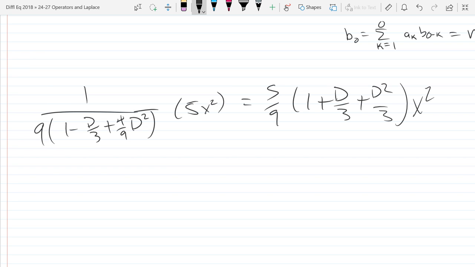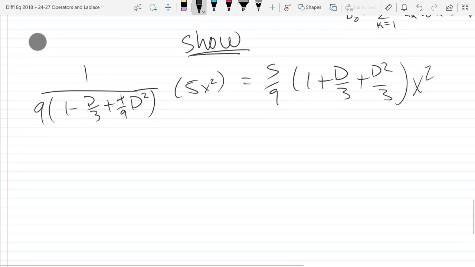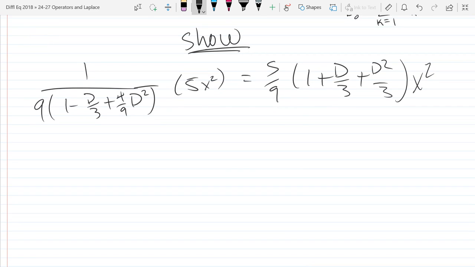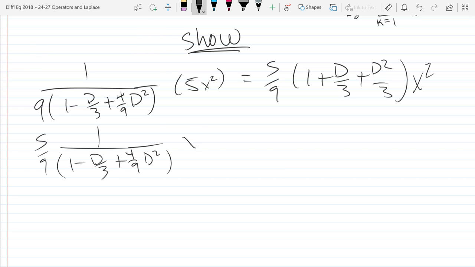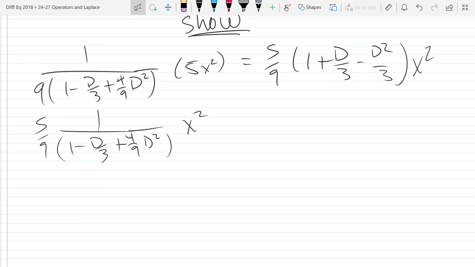All right. So according to the book, these two are the same. All right, so let's show what's in the book. So this is equal in the book. The 5/9, that's pretty easy to see. Just bring the 5 across the operator there. So we got 5/9 times 1 over 1 minus D over 3 plus 4/9 D squared. All right, so that 5/9 doesn't matter is the point. It's everything else that's important.